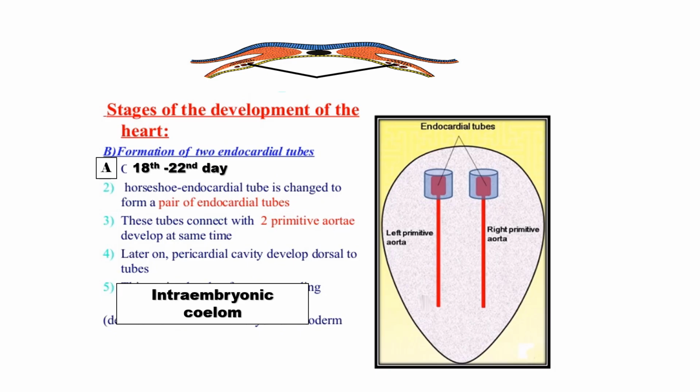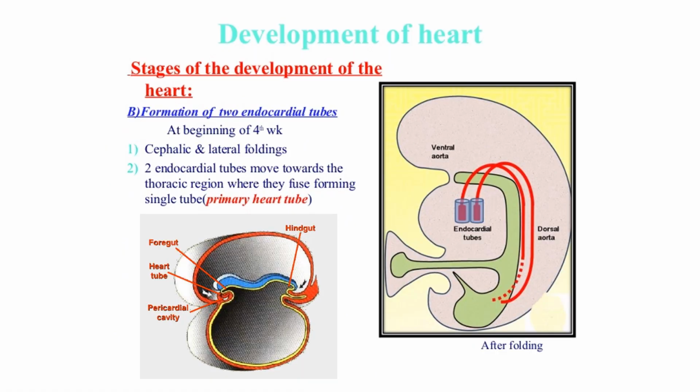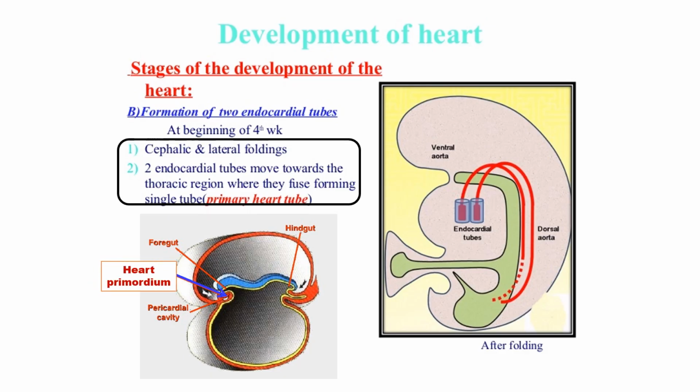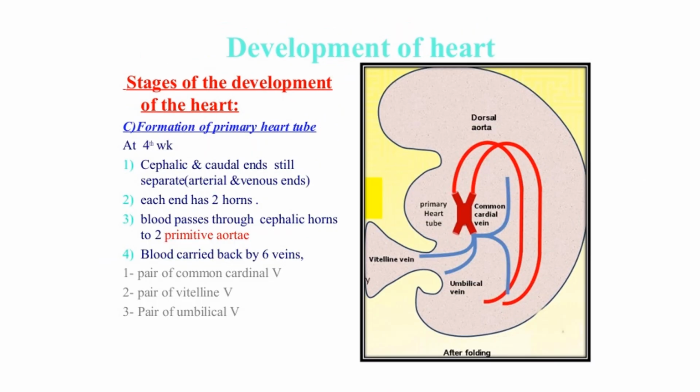By the 18th to 22nd day, the two horseshoe-shaped endocardial heart tubes change into a pair of endocardial tubes, and this pair of endocardial heart tubes are connected caudally with the right and left primitive aorta. Later on, the pericardial cavity develops dorsal to the heart tube. With the cephalocaudal and lateral folds, the two endocardial heart tubes move from the cervical region to the thoracic region, and lie ventral to the foregut and dorsal to the pericardial cavity.